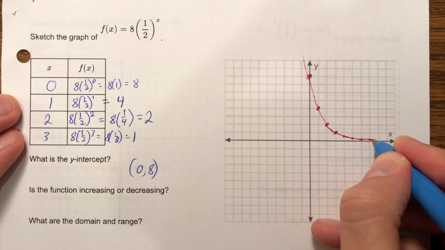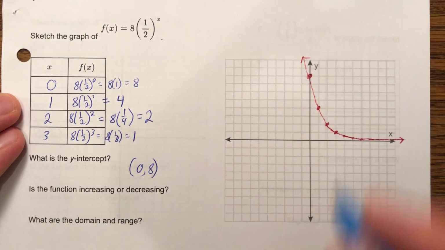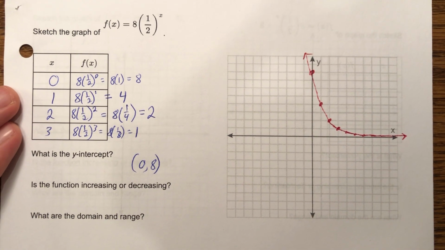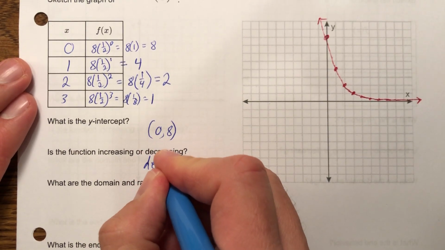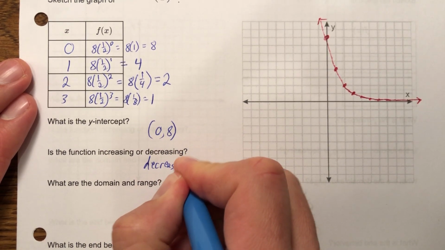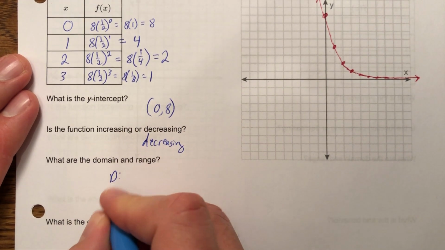Hope you see it. If you don't see the graph is decreasing, then you're tilting your head in the wrong direction. Okay. Is the function increasing or decreasing? I just said it. It's decreasing. Feel free to just circle the word instead of rewriting it. I'm okay with that. What are the domain and the range? Let's do that. The domain, the range.